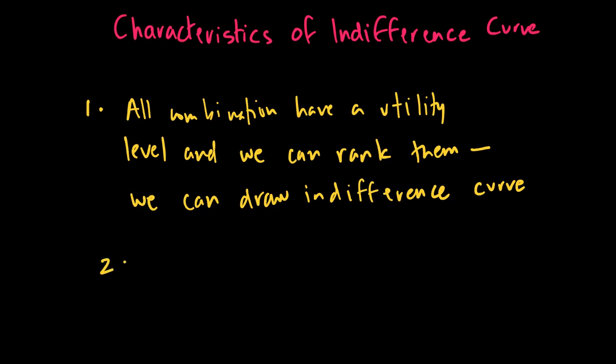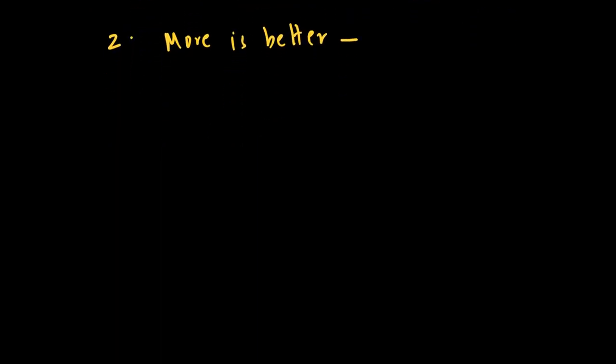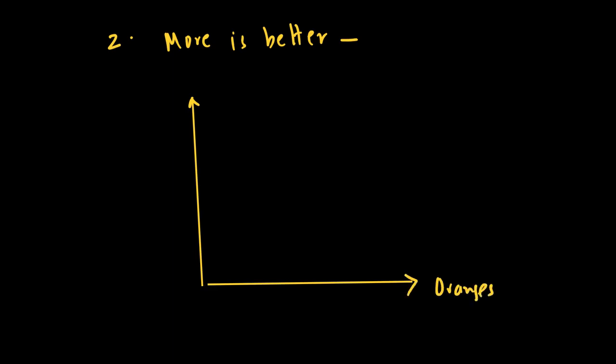The second characteristic is the idea that more is better. More is better is the idea that any indifference curve that is to the right will result in higher utility. Let me draw a diagram here. So let's say this is oranges on my x-axis and apples on my y-axis, and let's say I am right now on indifference curve I0.